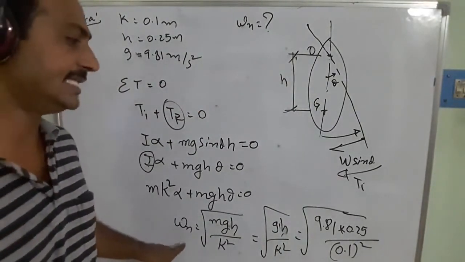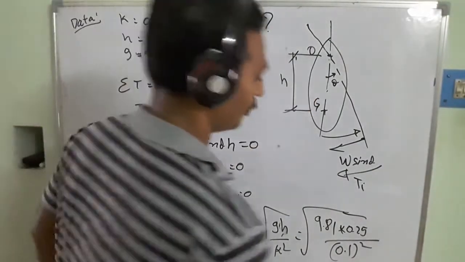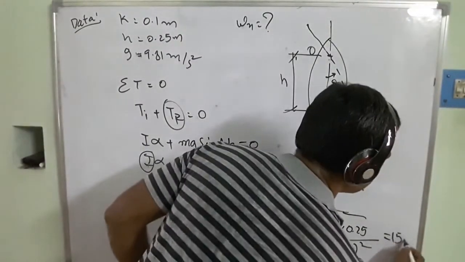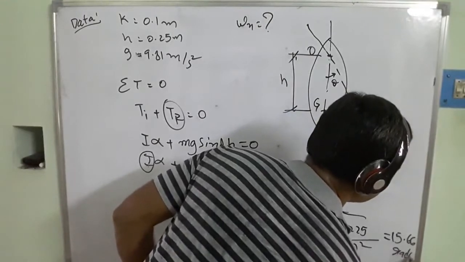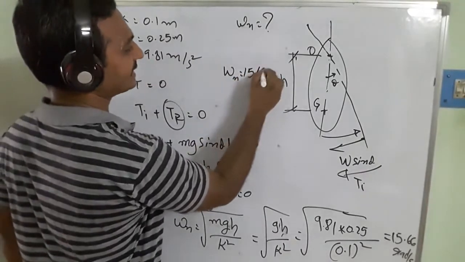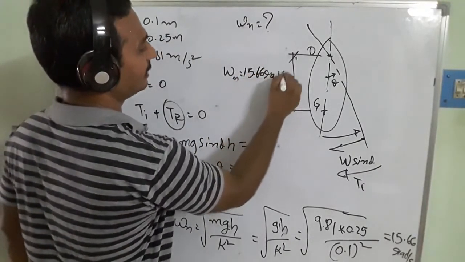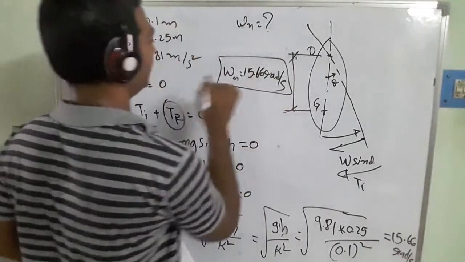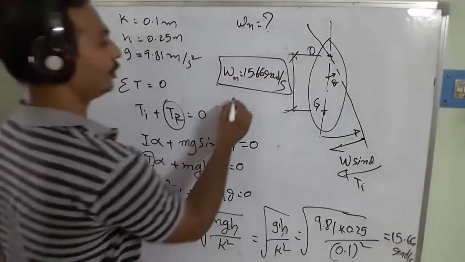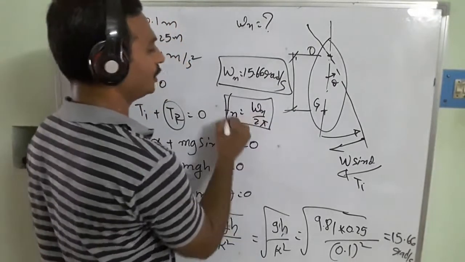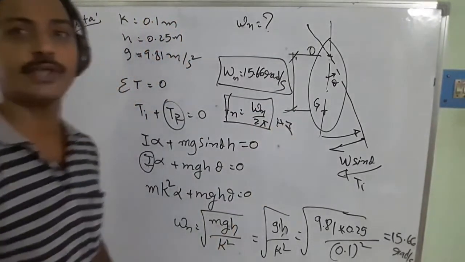The omega n is nothing but the circular frequency of this compound pendulum. So the final value from this is equal to 15.66 radians per second. So that means omega n is equal to 15.66 radians per second. This way we calculate the circular frequency. From that, Fn is equal to, we do have the formula, omega n by 2 pi. If you substitute this equation, then you will get the frequency in terms of hertz.